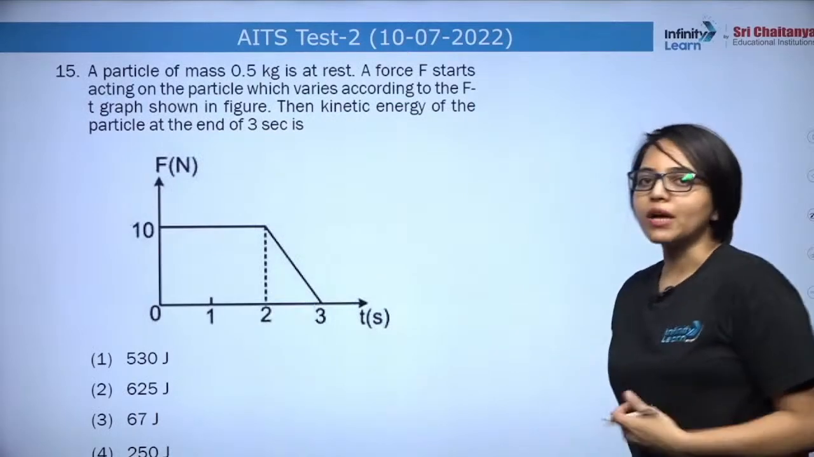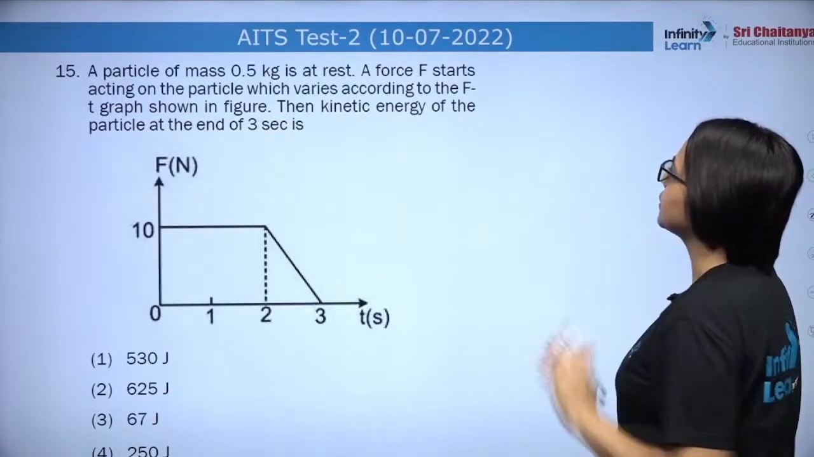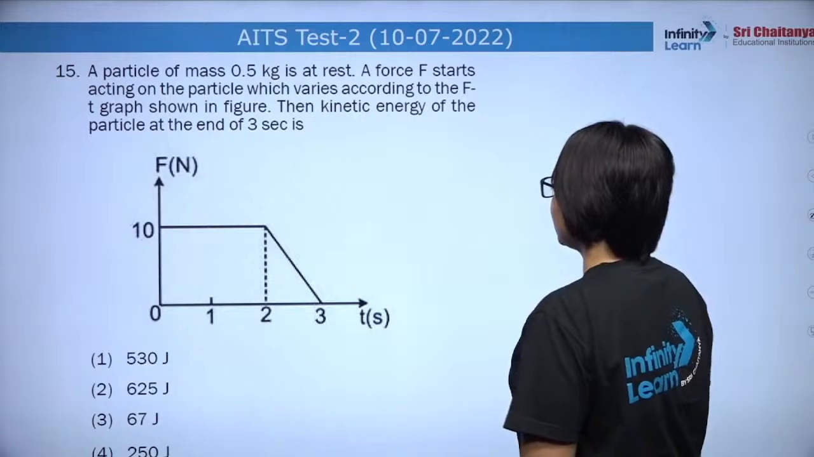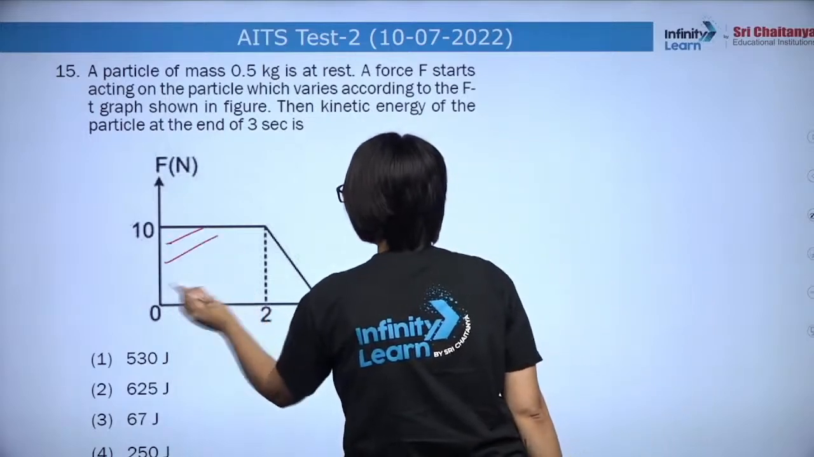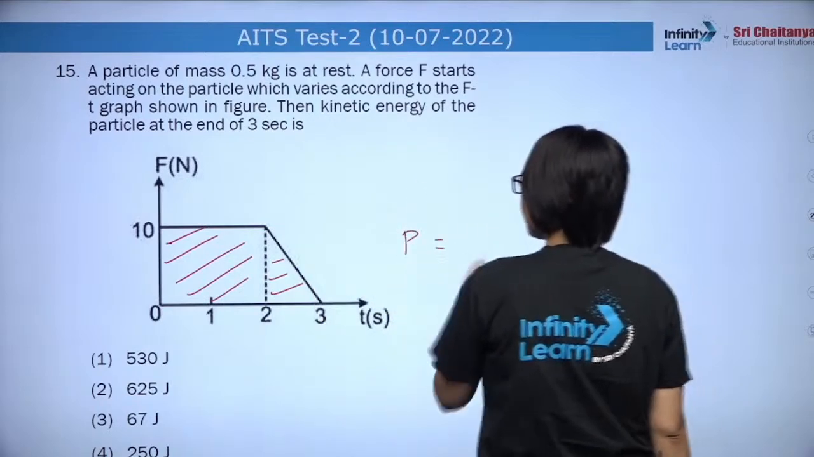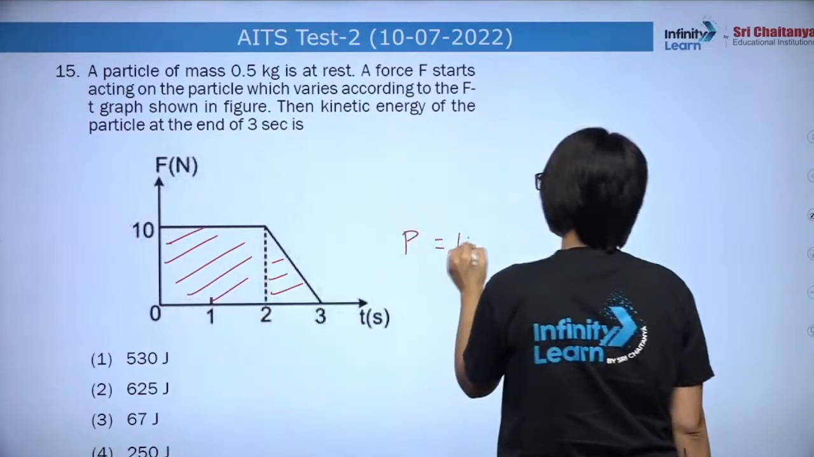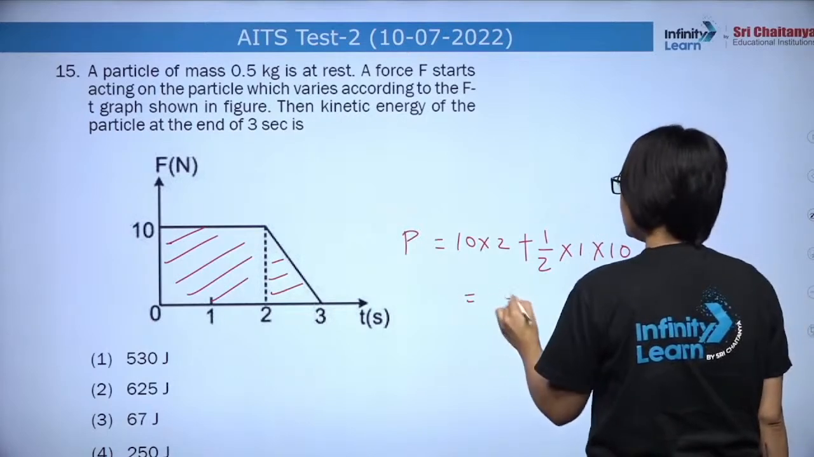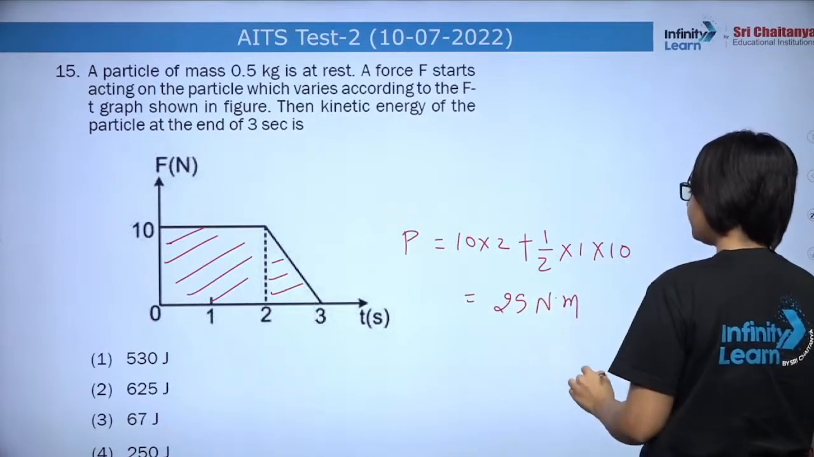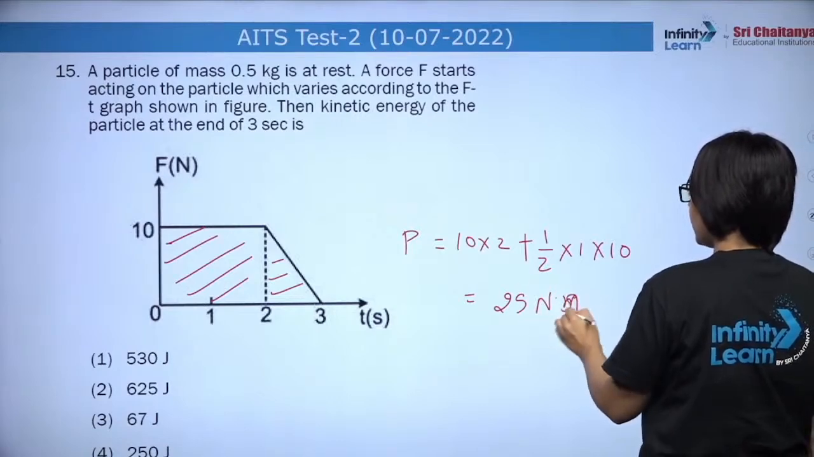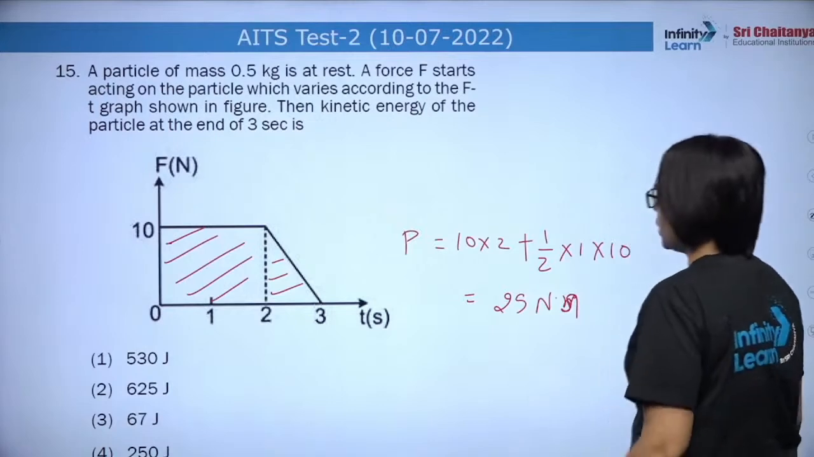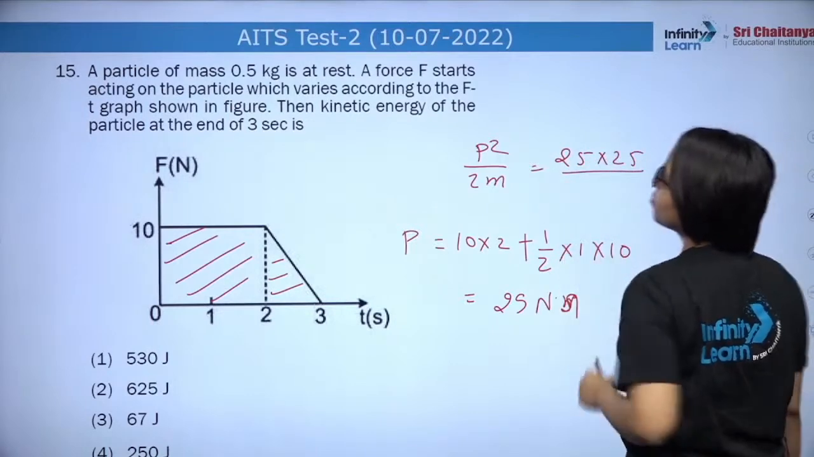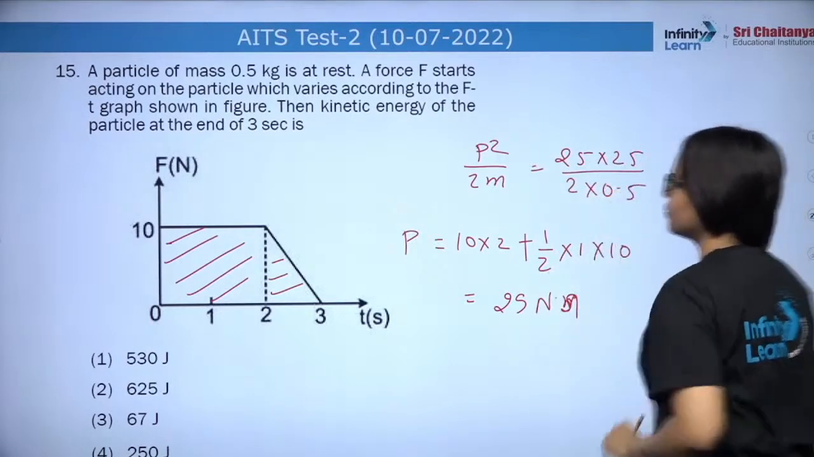Next is this one. A particle of mass 0.5 kilogram is at rest. A force F starts acting on the particle, which varies according to the F-t graph shown in the figure. The kinetic energy of the particle at the end of 3 seconds. So F-t graph area will give you what? Momentum. So P is this area 10 into 2 plus area of this triangle, that is half base into height. So this will be 25 Newton second. Now kinetic energy is P square upon 2m. So this is 25 into 25 divided by 2 into 0.5. So this will give you 625 joules.